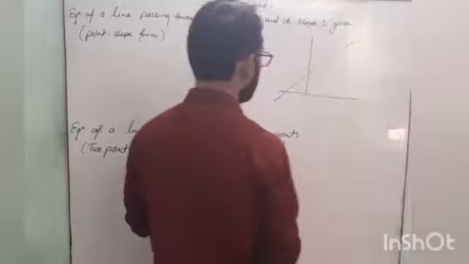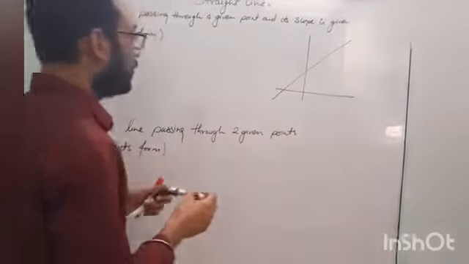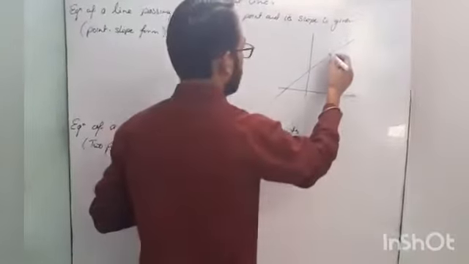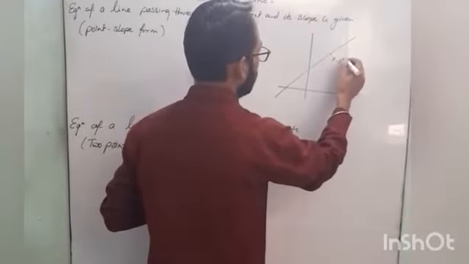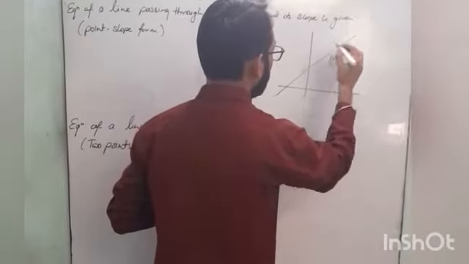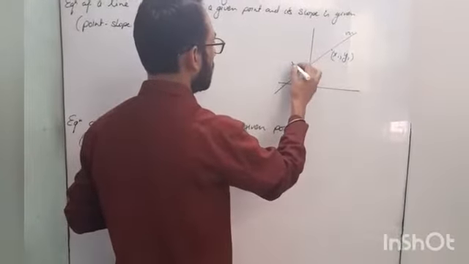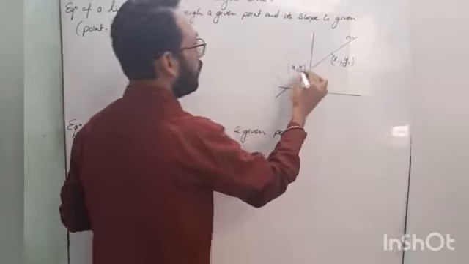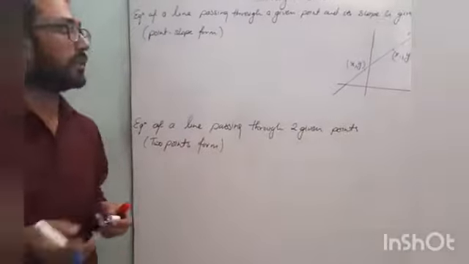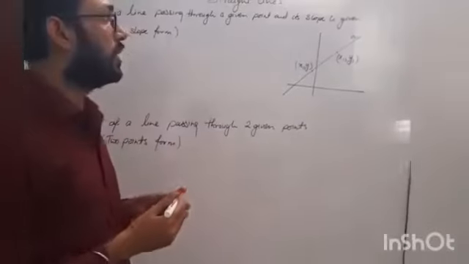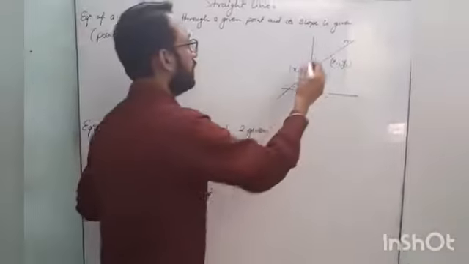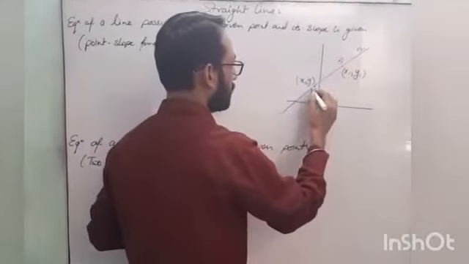This is the line, it is passing through a given point, that is, we are saying x1, y1, and its slope m is given. A general point, we are always supposing as x, y on the line. So for this particular condition, we are going to calculate the equation of this line.